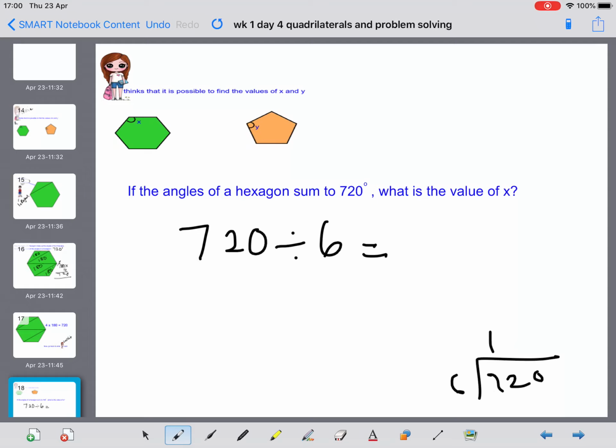So let's work it out over here. 720 divided by 6. 6 into 7 goes 1, remainder 1. 6 into 12 goes 2. 6 into 0 goes 0. So each angle in the hexagon is 120, including x.